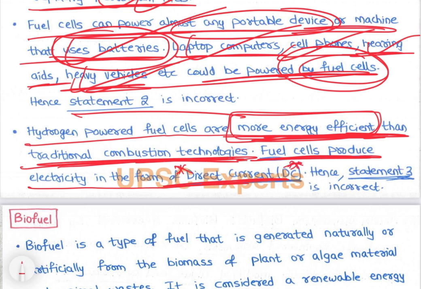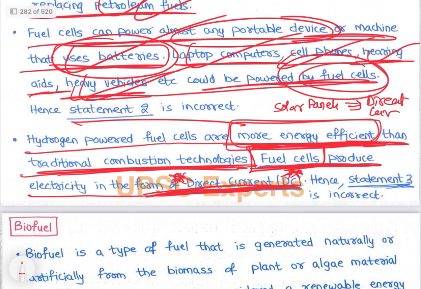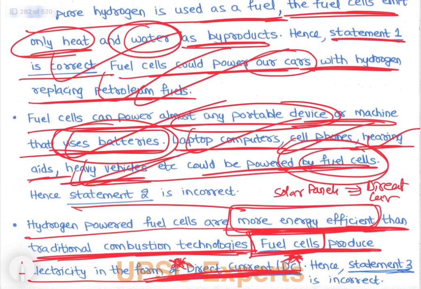So this is also important. We saw solar panels also, right? That also produces direct current, and the hydrogen fuel cells, right? They also produce direct current. So this is also a very important point you need to remember, right? So with this we are done with green hydrogen, fuel cells, etc.